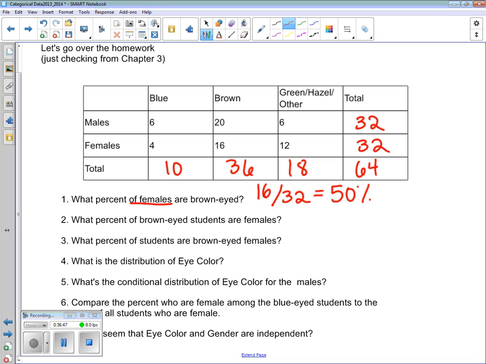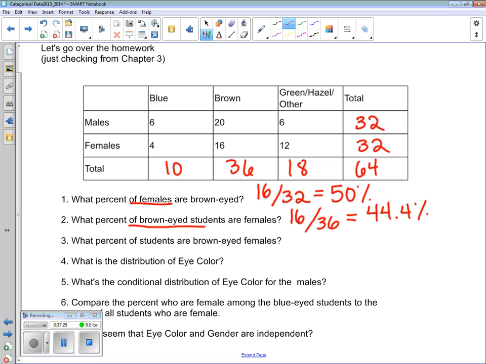Let's double check our answers in the back. Remember where those are now. And we're right. Yay. All right. What percent of brown-eyed students, again, of brown-eyed students tells me what I'm going to divide by. What's the total of brown-eyed students? So I'm going to be dividing by 36 here. Are females. So again, 16 out of 36 this time. And what would that be? Good. To the nearest tenth is usually a good idea, never to a whole percent.